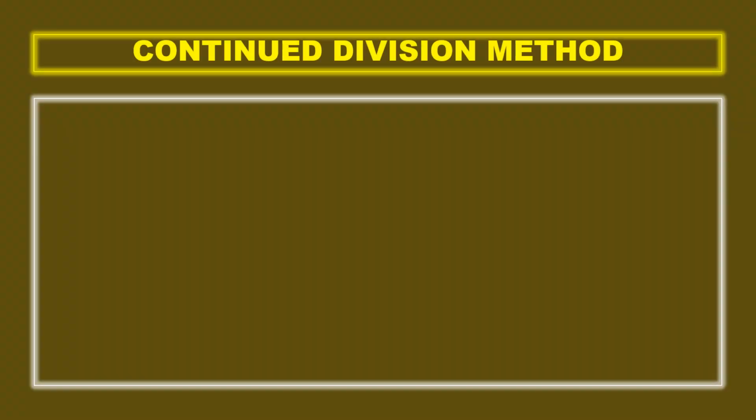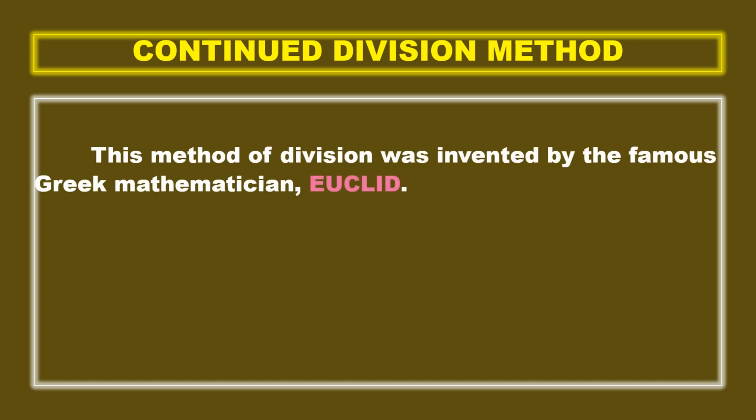Continued division method. First we'll describe what this method is. This method of division was invented by the famous Greek mathematician Euclid. The name itself tells us that we are using the division method and that it should be continued, meaning until we get 0 as a remainder, we should continue the division process.